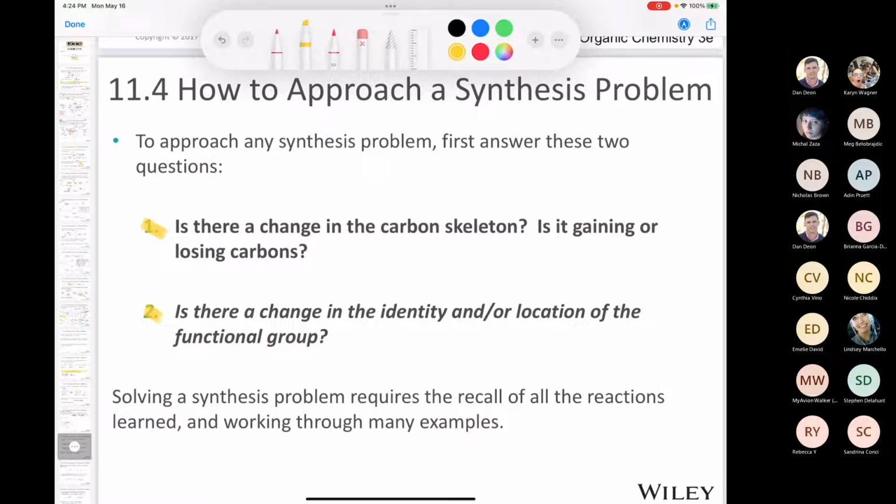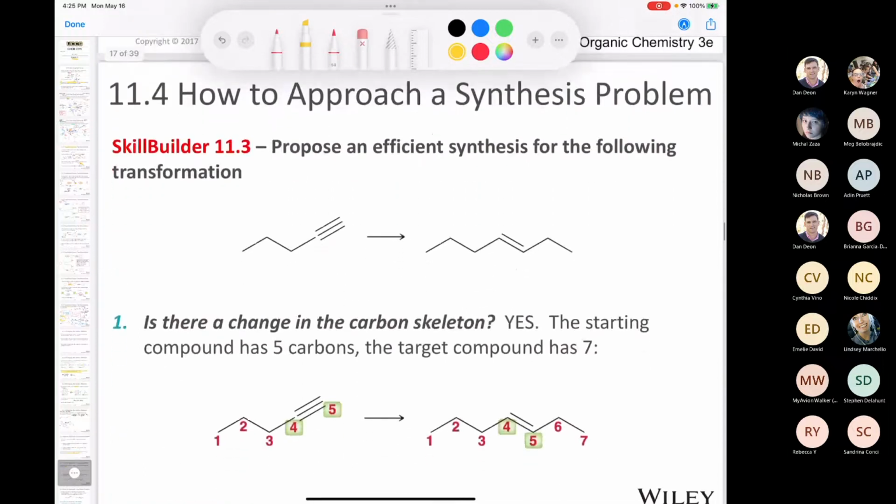Solving a synthesis problem requires that you recall all of the reactions and that you work through many examples. Never think that you're the only one who has to cover a lot of examples. It's normal. Everybody has to do a lot of practice in order to master the content in organic chemistry. In fact, it would be pretty special if you didn't have to refer to all the different reactions, or if you didn't have to practice. Anyhow, let's take a look here.